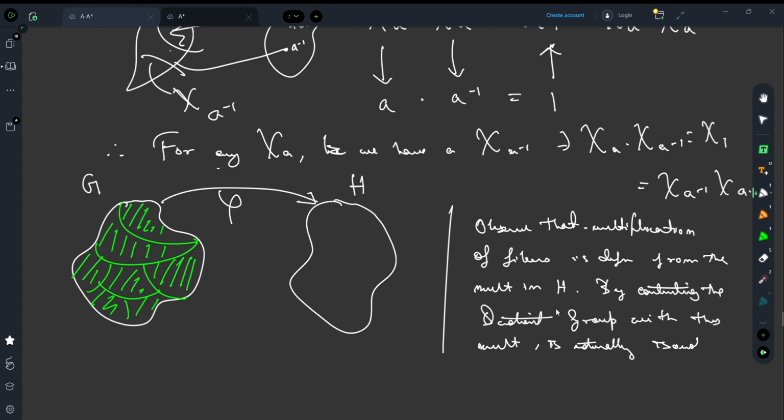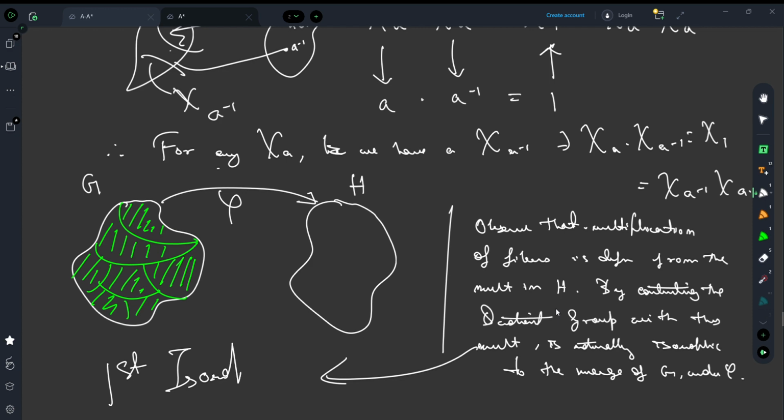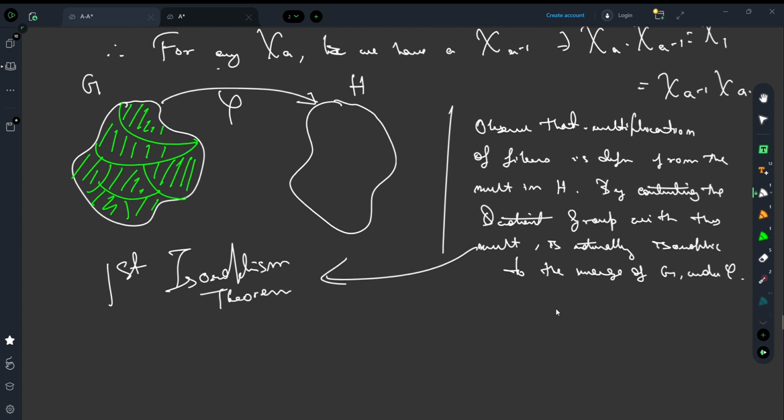It's naturally isomorphic to the image of G under phi. What I'm trying to say, you can get a hint of exactly here if you know the first isomorphism theorem. Okay, let me state the first isomorphism theorem. It's a very simple statement.